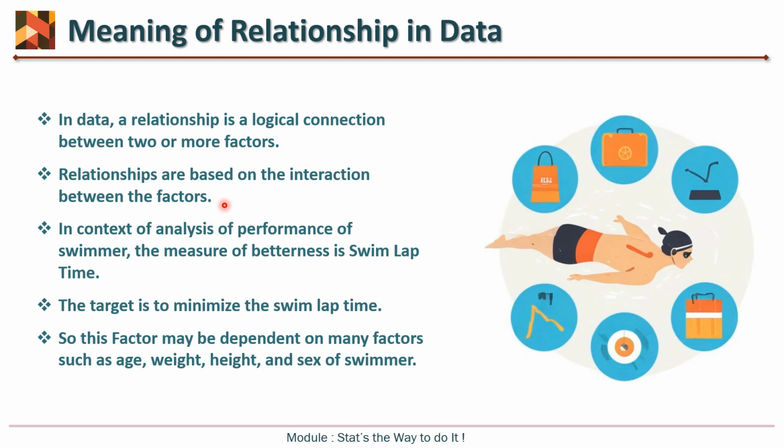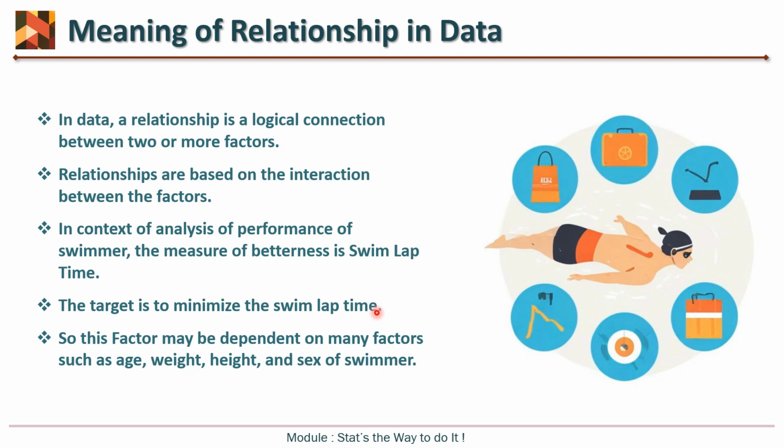Now let's come to the context of a swimmer. If we want to analyze the performance of a swimmer, first we have to decide the measure of betterness. How will you evaluate that a swimmer is a good swimmer or a bad swimmer? Here the measure of betterness is selected as swim lap time. Whatever time a swimmer consumes for completing the lap, that time we will measure as the measure of betterness. So we can say a good swimmer will take lesser time to complete the lap. So the target is to minimize the swim lap time.